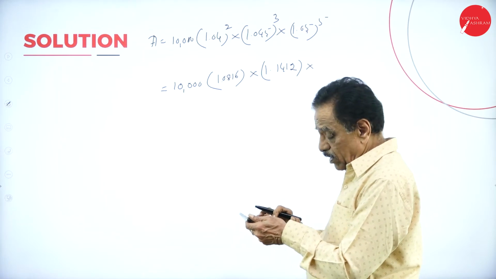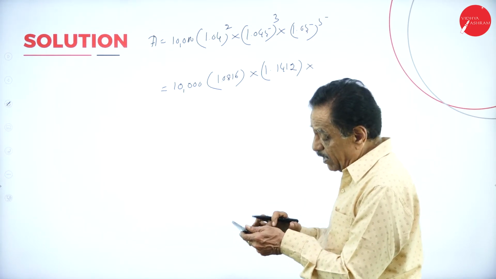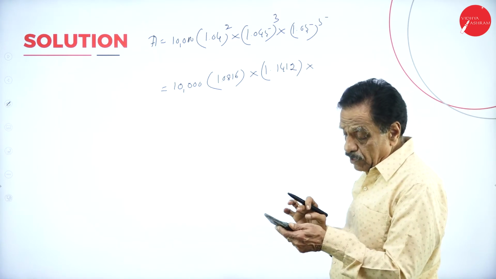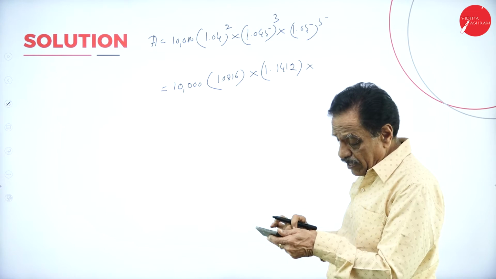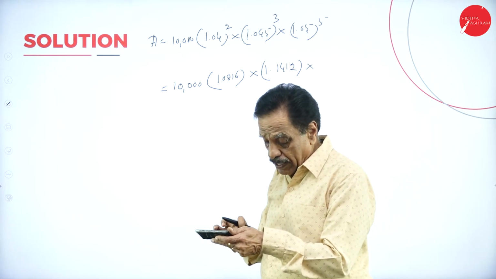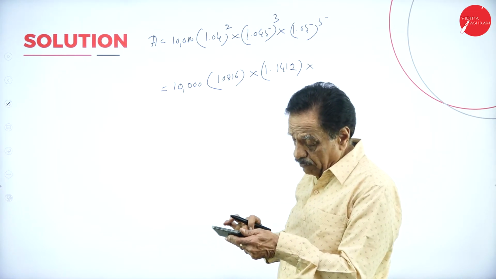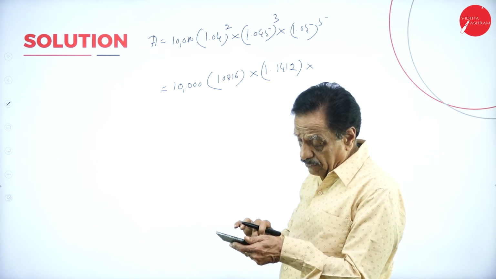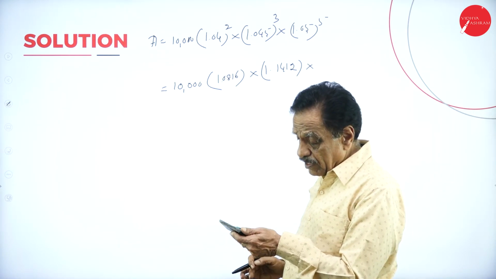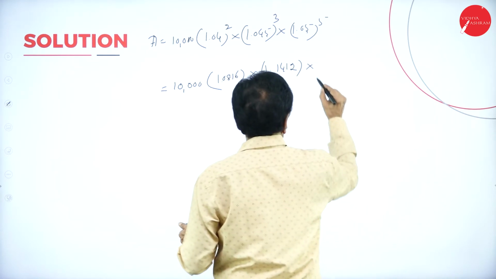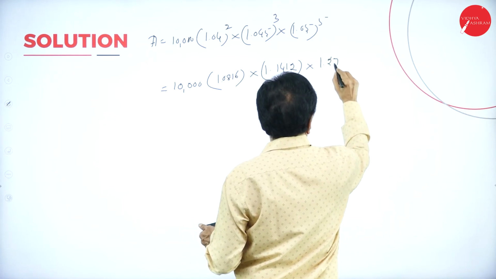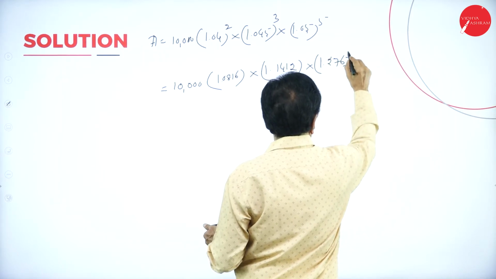1.05 into 1.05, how many times? 5 times. 2 into 1.05, 3 times, 4 times, 5 times. This is 1.2763.